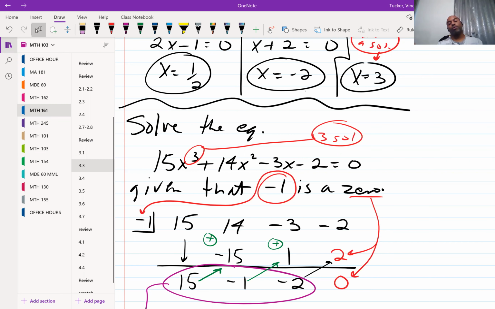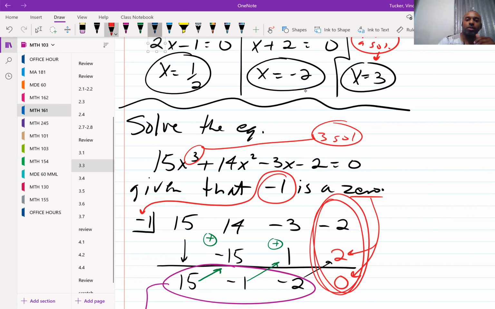All right. So we're going to follow the same process. We know -1 is a 0 because they told us. Once again, next section we'll see what we would do if they don't necessarily tell us this. But since they tell us that it is a solution in this case, we can use that -1 synthetically to break down 15x cubed plus 14x squared minus 3x minus 2. Once again, use the information to your advantage. We know that -1 is a 0, so that means this has to occur.